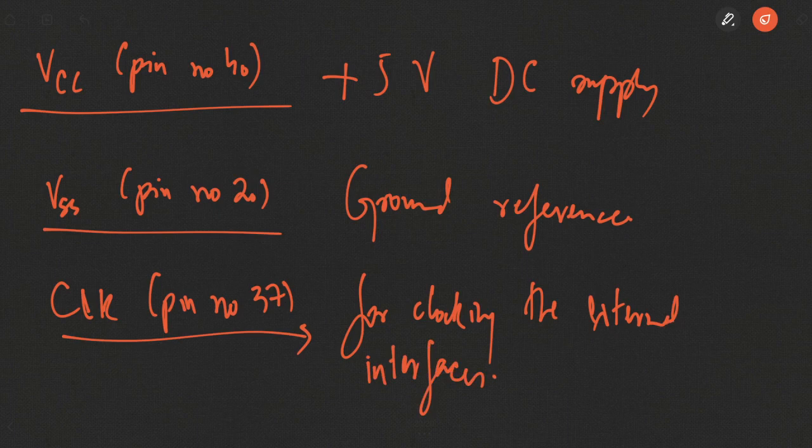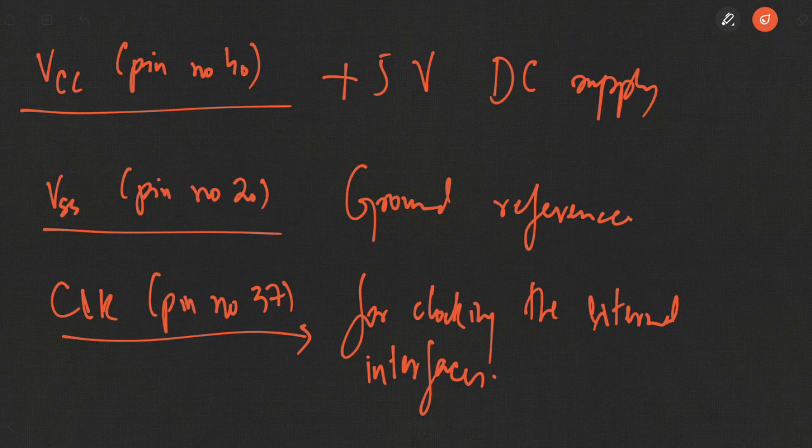We need to make sure that all those devices that are interfaced with the microprocessor are also in sync with 8085, so that they are at the same speed. We make sure of that by using a clock signal produced at the same frequency, that's 3.14 megahertz. So that will be available here, and this will be used for the external devices.